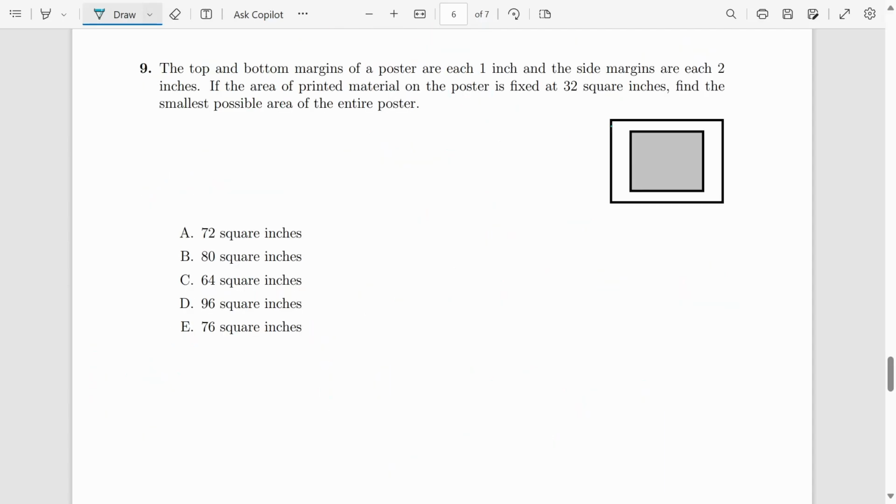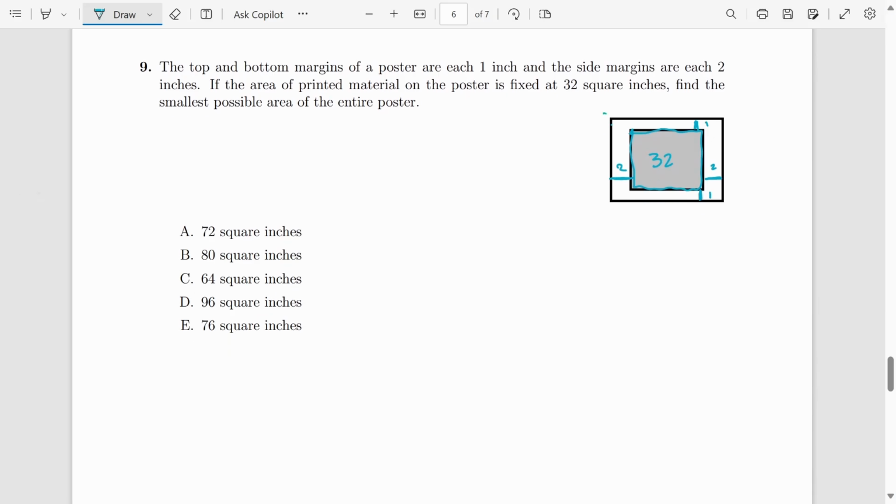Question 9. The top and bottom margins of a poster are each 1 inch. So these margins here are both 1 inch. And the side margins are each 2 inches. So both of these two margins are 2 inches. So this is 1 inch here, and these are 2 inches there. If the area of printed material on the poster is fixed at 32 square inches, so that's going to be this inside area here is always going to be 32 square inches. Find the smallest possible area of the entire poster. So find the smallest possible area of the entire thing.